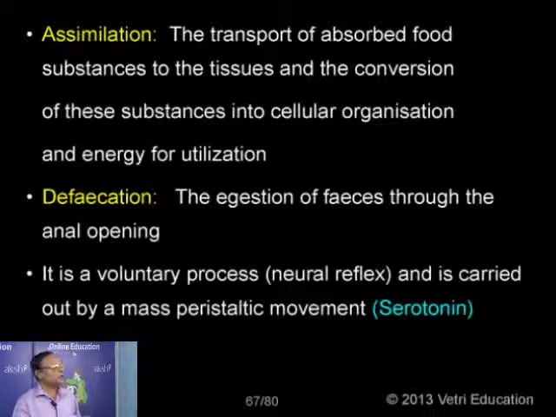So what will happen? In the cells, the absorbed and transported food materials are converted into cellular organization. We can say either the protoplasm or the different organelles. That is the conversion of food into cellular organization, mainly the protoplasm. And also, some food materials are utilized for release of energy. So this process of conversion of food materials into cellular organization and energy for utilization is called the assimilation process. So that is what is happening.